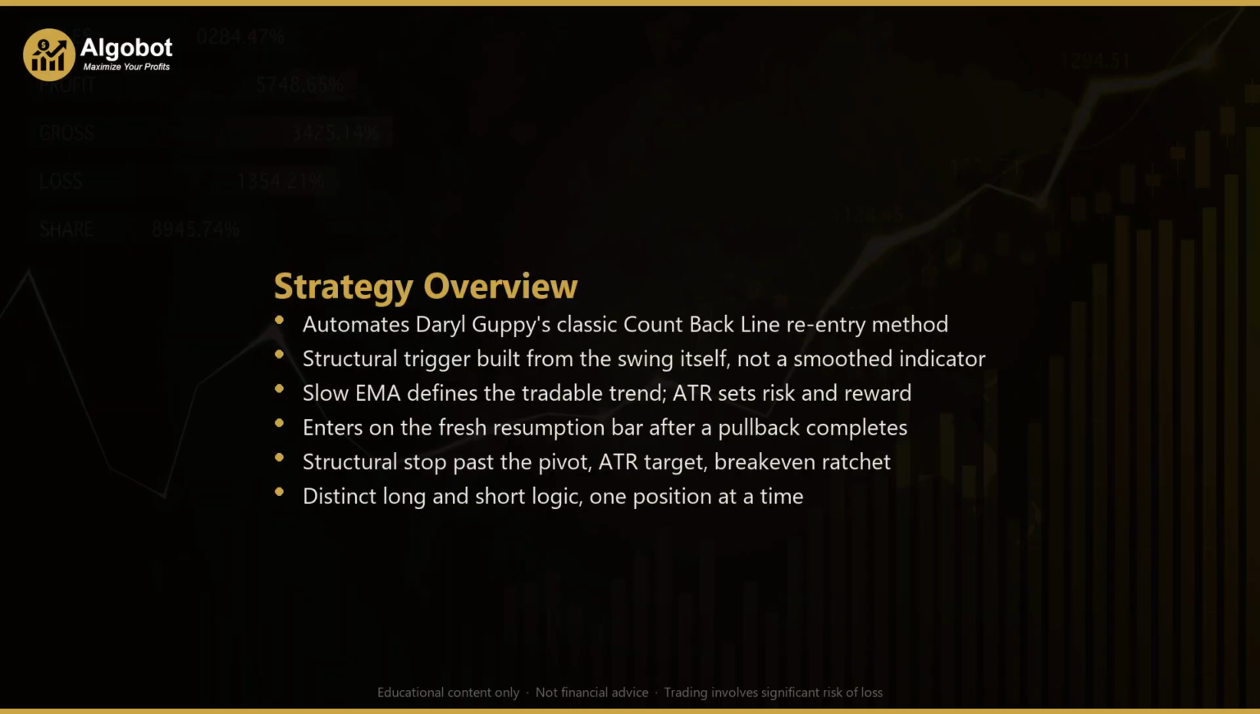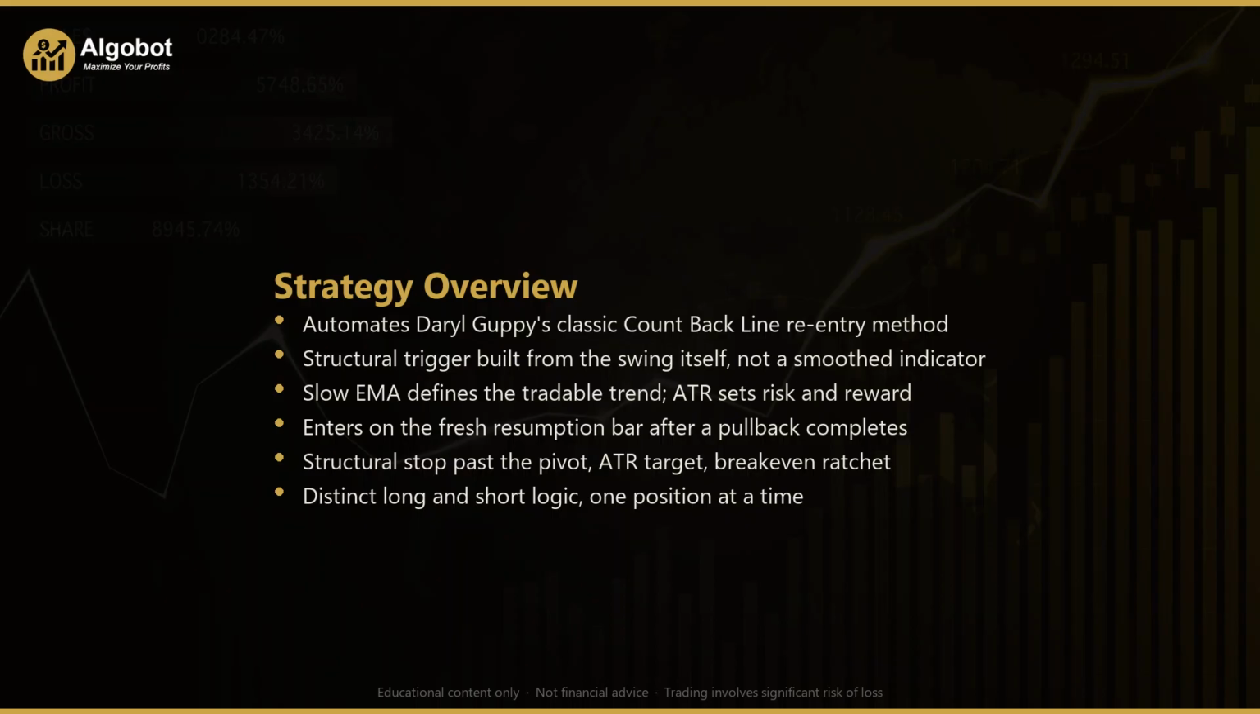Let's dive in. So what does this expert advisor actually do? Count Backline Pullback is designed to rejoin an existing trend at the moment a pullback appears to be finishing. Rather than leaning on a smoothed indicator that lags the price, it constructs its trigger directly from the market's own structure. That trigger is the count backline, a level measured by counting successive new extremes as the move rebuilds itself, step by step. The strategy uses two supporting tools.